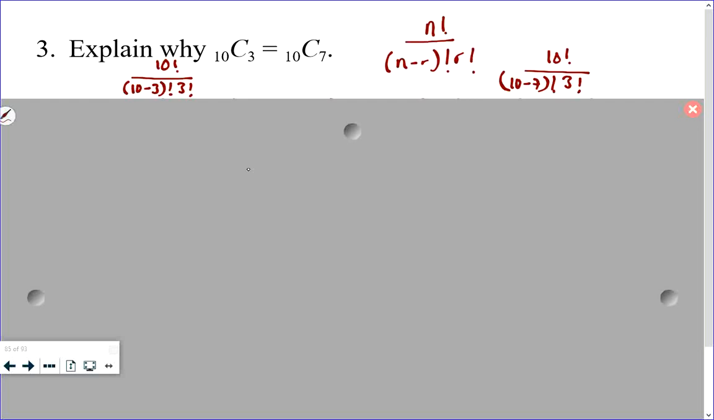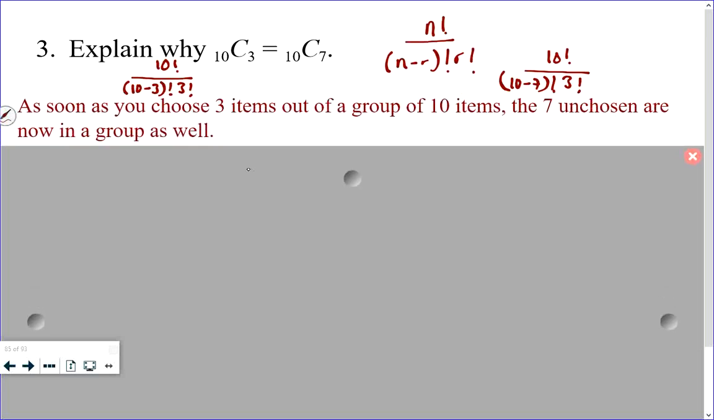I'm a nice guy. But I'm saying when I choose a group of 3, I'm choosing not to choose the remainder of the group. There are so many ways you could explain that. I don't think it's that important that you write down everything here, but as soon as you choose 3 items out of a group of 10, the 7 unchosen are a selection. They're a group that's selected. They're selected not to be selected, but they're still selected.